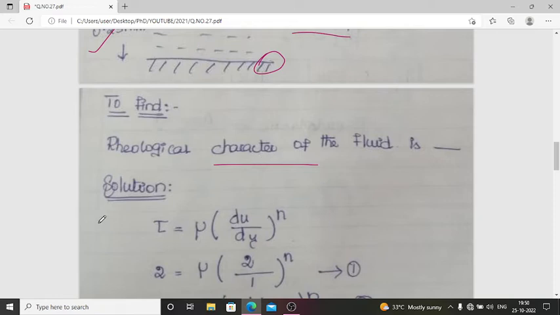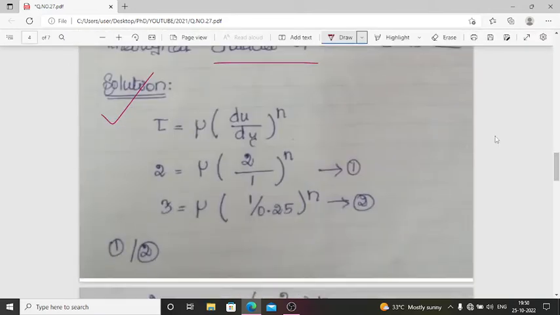How is it? So the solution part. This is the equation relating shear stress and viscosity, the rheological behavior: tau is equal to mu into (du by dy) whole power n. Here the tau value is 2, mu into (du by dy) power n in the first experiment. This is equation number 1. For the second experiment, tau value is 3, mu into (1 by 0.25) power n.